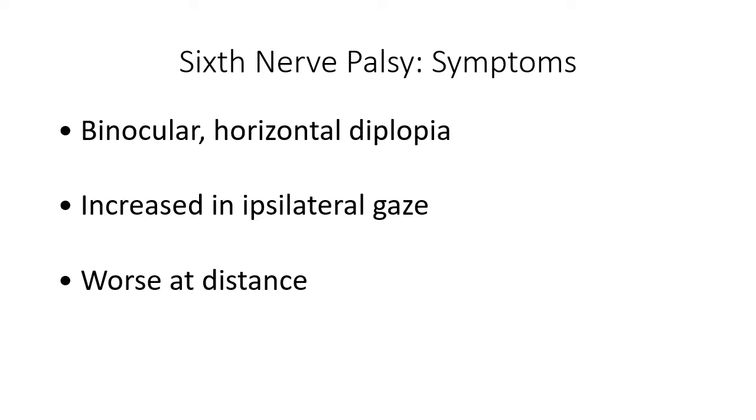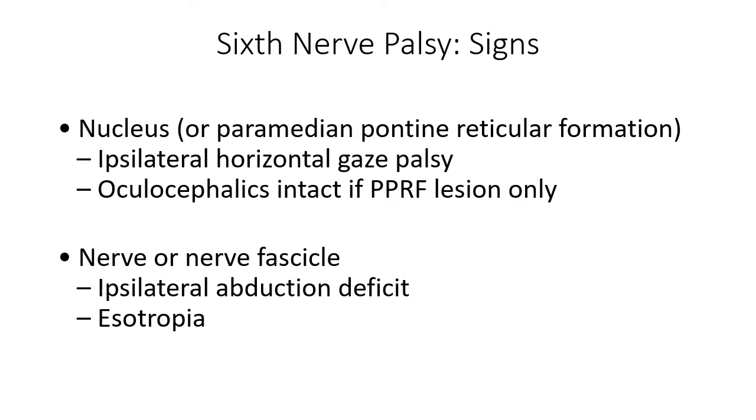So let's move on to a sixth nerve palsy. These cause binocular horizontal double vision, and the esotropia that is found is increased in ipsilateral gaze, and it worsens at a distance. Now if there's a nuclear sixth nerve lesion, and the same thing can be seen with paramedian pontine reticular formation lesions, then, if you remember what I mentioned in the brainstem lectures, you actually get an ipsilateral horizontal gaze palsy, and not just the sixth nerve palsy. And we'll talk about the anatomy of that again in a second.